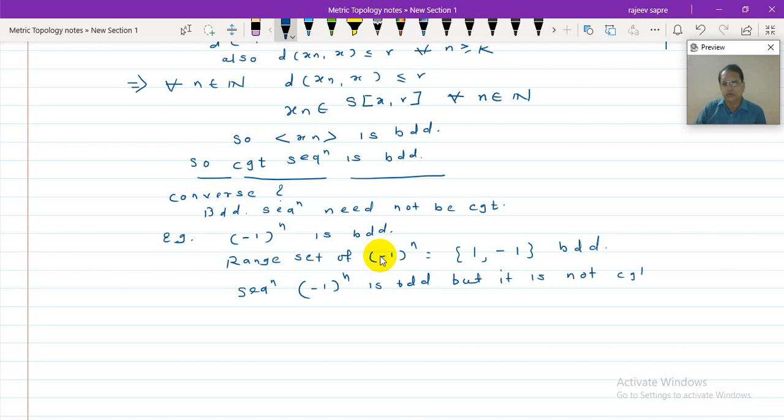So I hope you are clear with this particular idea, that every convergent sequence is bounded but the converse is not true. Okay, so we will stop at this point. We will continue this concept in the next lecture also.